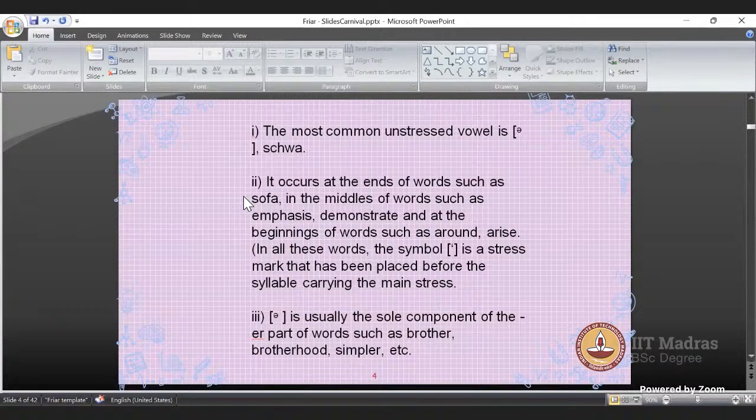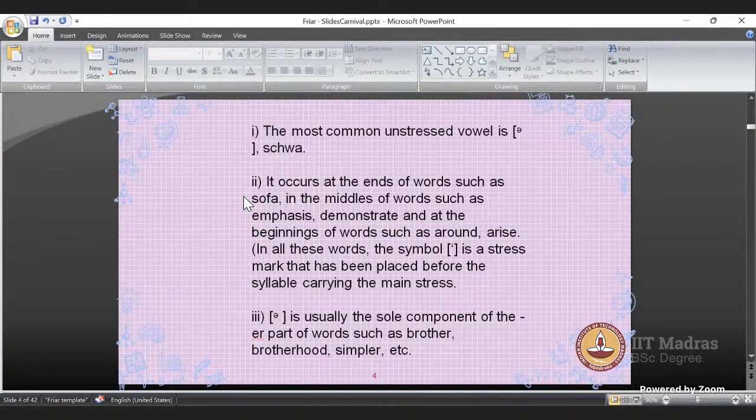So which is the stress syllable in brother then? If you've understood what I'm saying, which one is the stress syllable in brother? ER? Sorry? It's the first syllable. Bro. Yeah, the first one, not ER. It's the first syllable and the vowel that follows it. So that becomes your stress syllable, because the second one contains a schwa, and you know that schwa is an unstressed vowel, so it will definitely not take the stress.